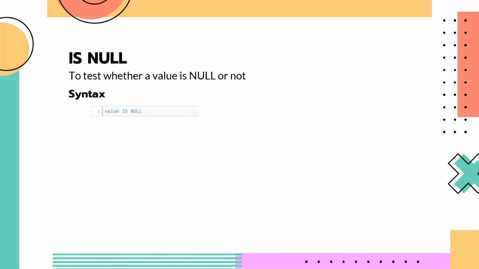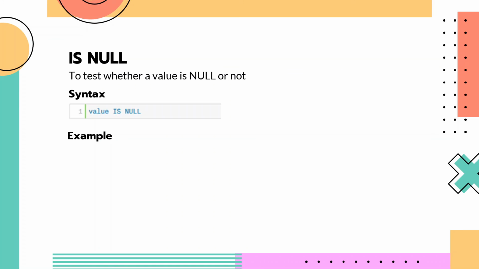And the last is the IS NULL operator. This operator is used to test whether a value is null or not. The syntax is value IS NULL. If the value is null, the expression returns true, otherwise it returns false.